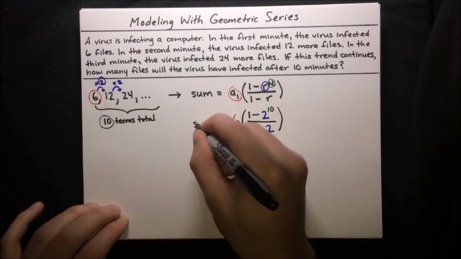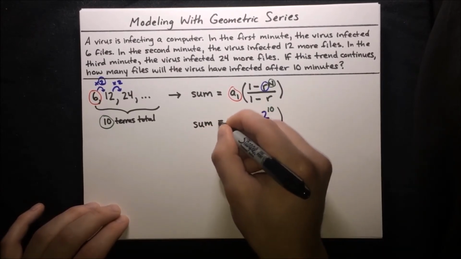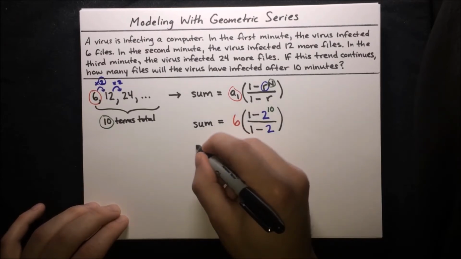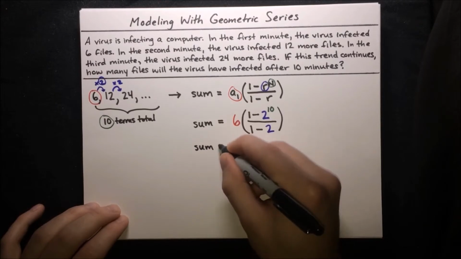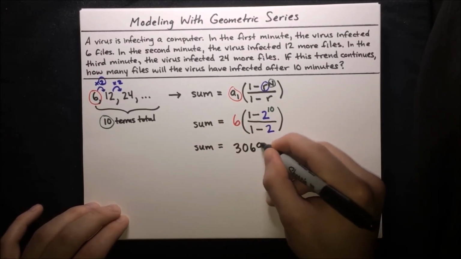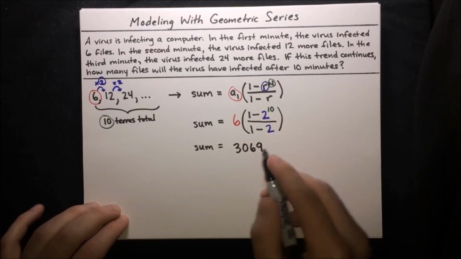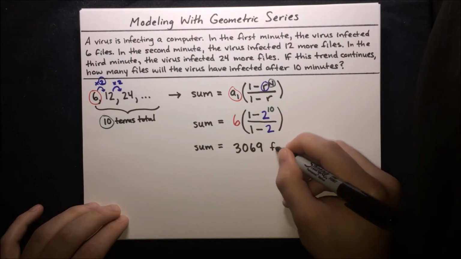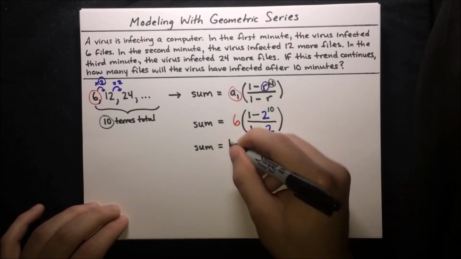So we can just go ahead and put this in our calculator to calculate it. 6 times the quantity 1 minus 2 to the 10th over the quantity 1 minus 2, and the result is that the sum is equal to 3069. So there we go. That's how many files the virus will have infected after 10 minutes. 3069 files.